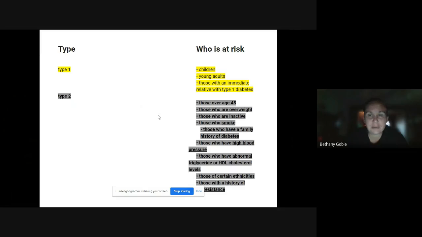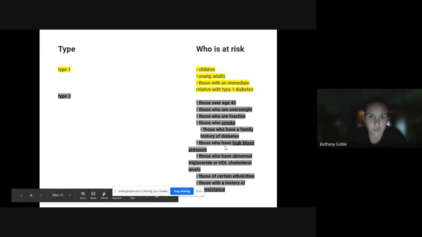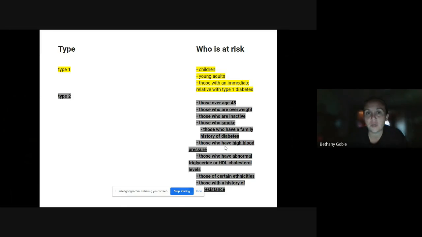So who's at risk for type 1 diabetes, which is not the most common, right? But there are some people who are still at risk: children, young adults, or anyone who has a relative with type 1 diabetes. Type 2, usually anyone over 45, if you're overweight, inactive, if you smoke, people who have high blood pressure, a lot of high cholesterol foods, certain ethnicities. So a lot of us could be at risk. So know your history and know how to take care of your bodies. Watch what you're eating, get some activity to help lower the risk of getting some of these disorders.